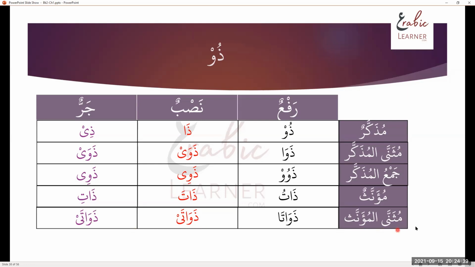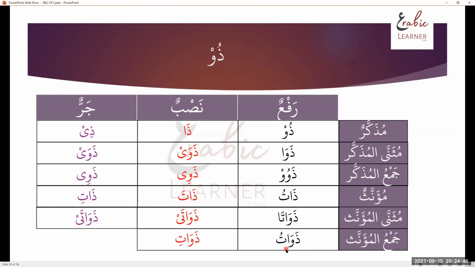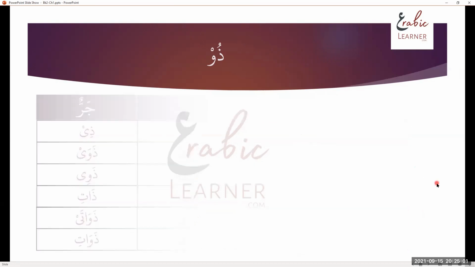Now, jama muannas: zawatu, zawati, zawati. Same thing. So when it comes to pairs and jama, it is not fully flexible. When it is singular, they change. Let's see the examples of zu.